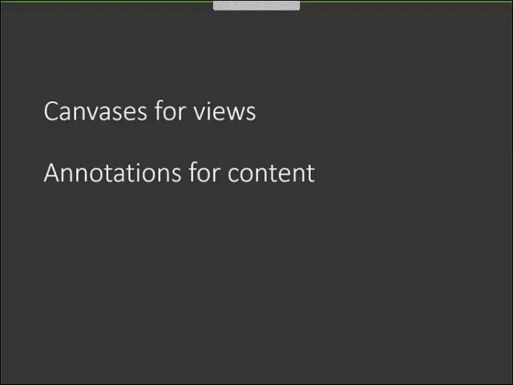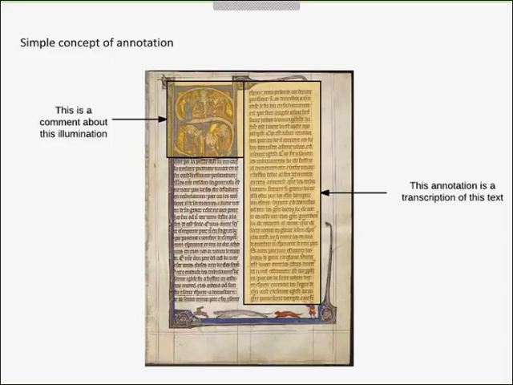Now, usually, if we think of what the word annotation means in the context of digitized objects, we think of something like this. We think of a picture where people have come along and maybe drawn boxes around particular areas and made comments about them, or drawn a box around an area and made a transcription of it, or linked the image to some other piece of content. And this is kind of the model in IIIF, but there's an extra layer of abstraction in IIIF.